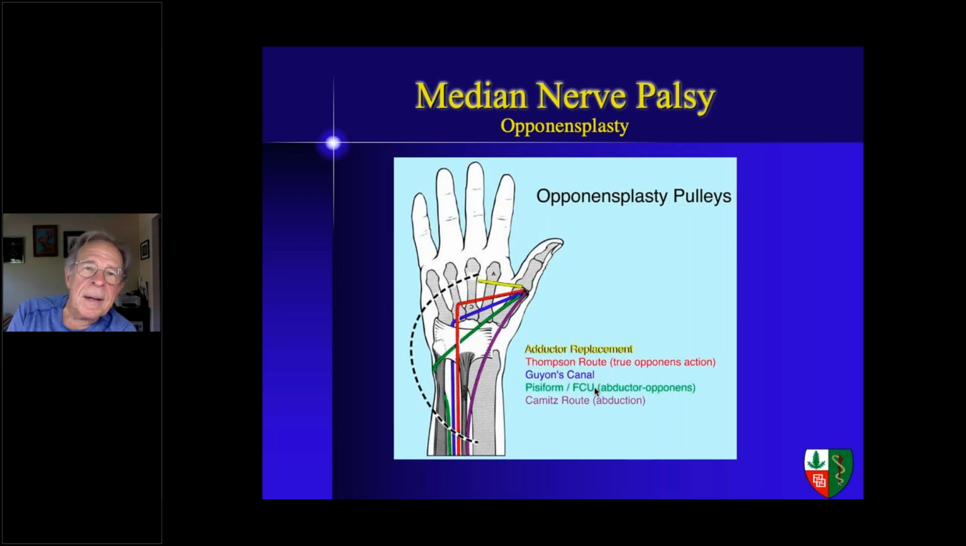So we can look at various routings of various muscles to replace the lost function. We can use the commits transfer. You can see it's in purple. It has a more direct route. It results in a lot of abduction.